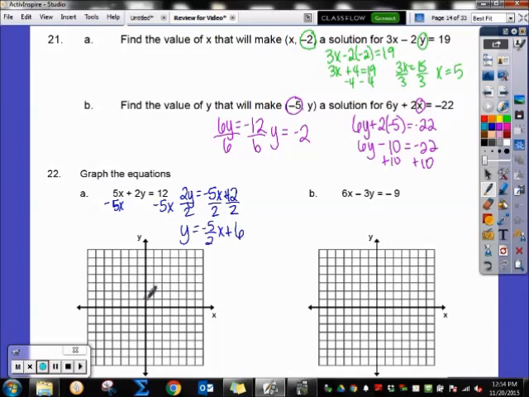So I start at 6 on the y-axis, and my slope is negative 5/2, so I'm going to go down 5, right 2. And I'm going to do it again, just to have a nice line. And same thing over here.